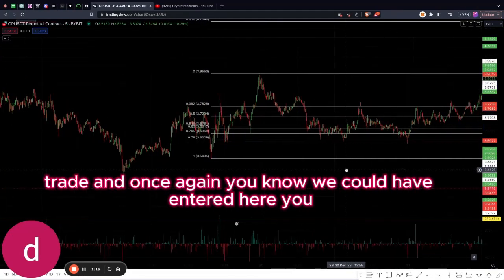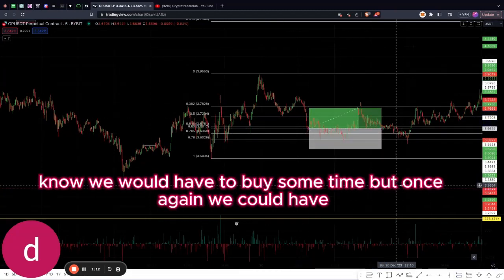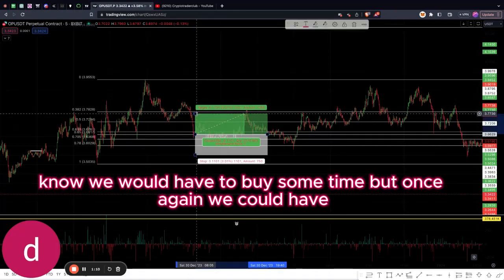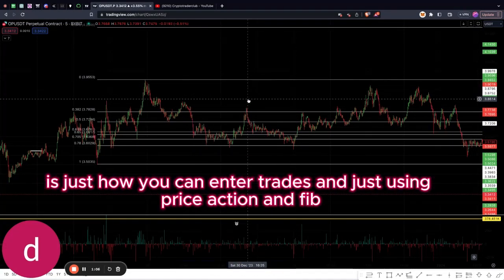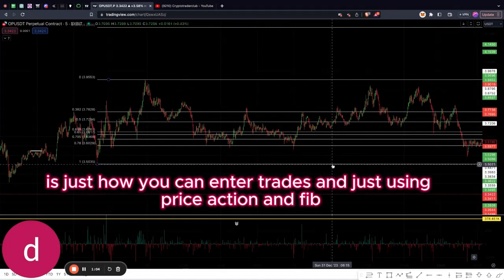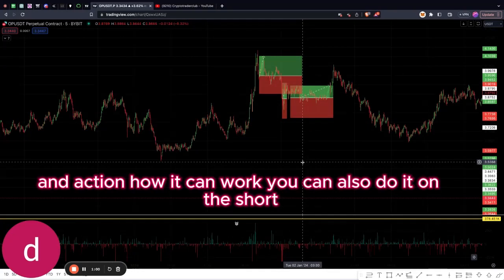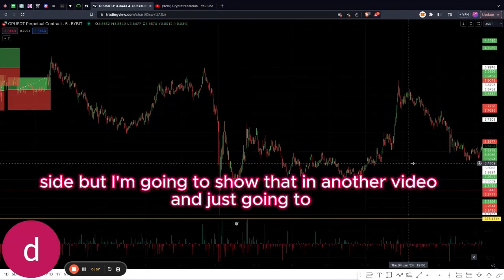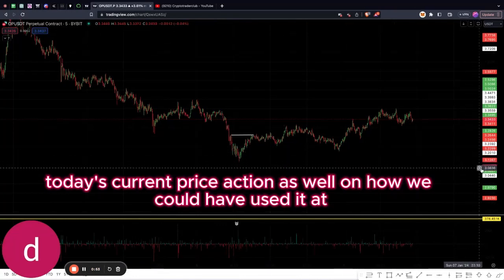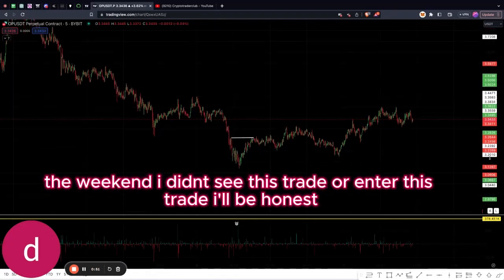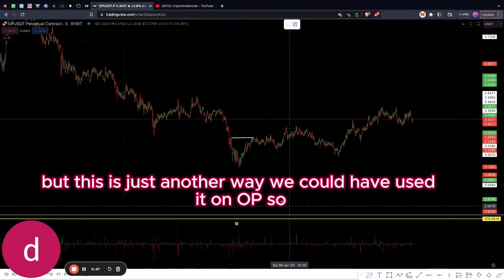And once again, we could have entered here. We'd have had to bide some time, but we could have ridden that up nearly to 0.618 and got another 7%. So this is just how you can enter trades using price action and Fibonacci and how it can work. You can also do it on the short side, but I'm going to show that in another video. Let's go into today's current price action as well, on how we could have used it at the weekend. I didn't see this trade or enter this trade, I'll be honest, but this is just another way we could have used it on OP.